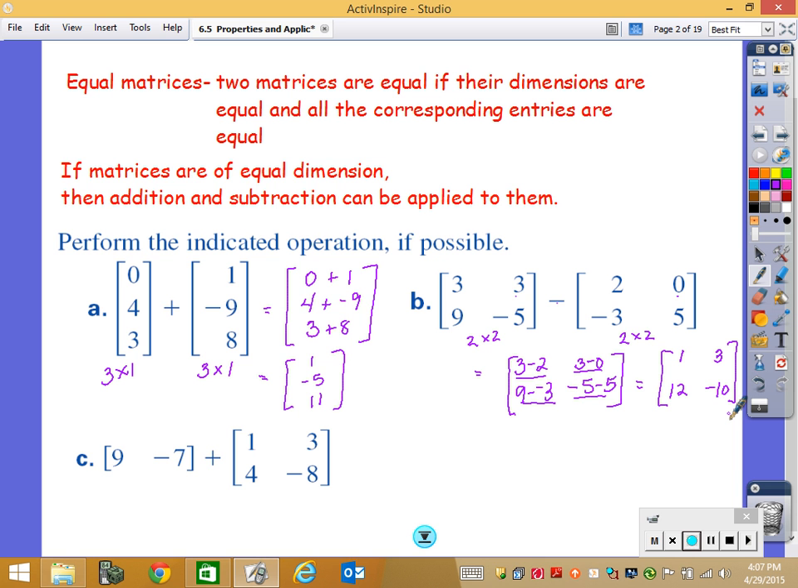In matrix C, my first matrix is 1 row, 2 columns, so a 1 by 2. My second matrix is a 2 by 2. So you should not be able to add them. And I'm going to prove that to you. If I tried to add, I would have 9 plus 1, negative 7 plus 3, and then I don't have an element. There's not a single thing there for me to add to 4, so this is where it becomes not possible.